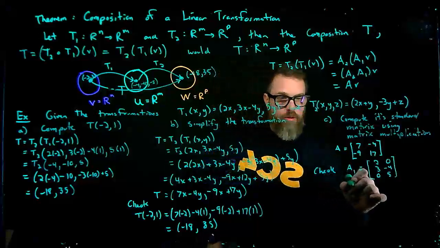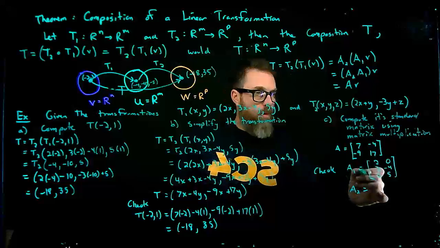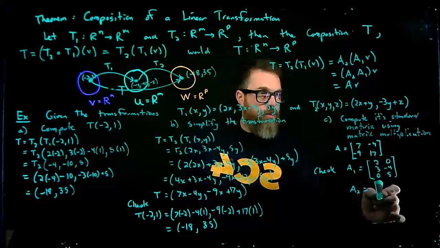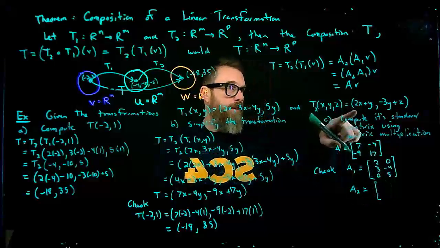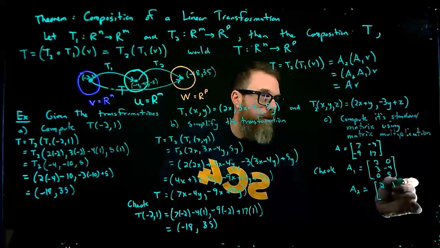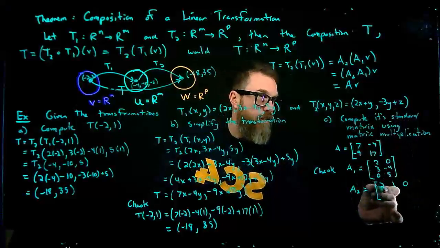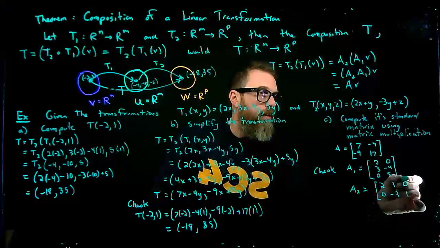Now, A2 is going to be the standard matrix for this one. What we're going to have is two components, so I'm only going to have 2 lines. But in this case, I have x's, y's, and z's, so I'm going to have 3 rows. So this is going to be 2, 1, there's no z over there. But this one has a z, so this has no x, a y, and then a 1.